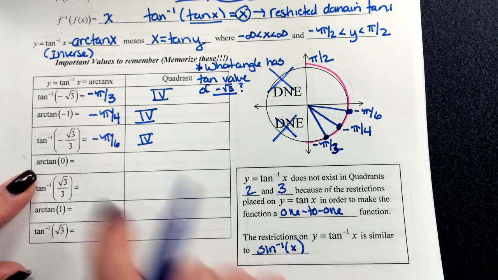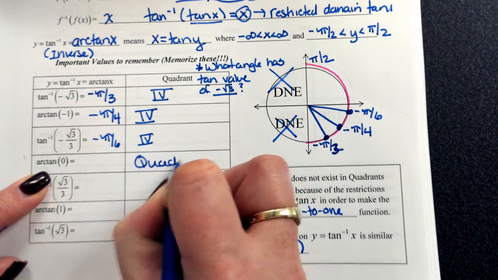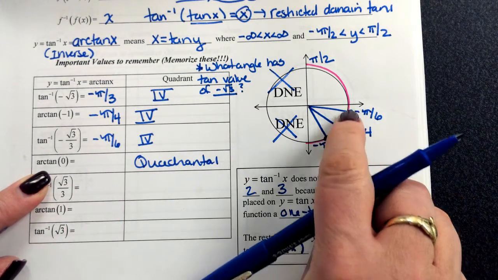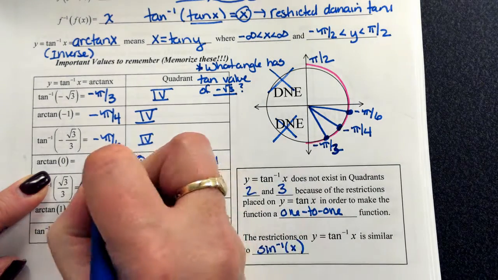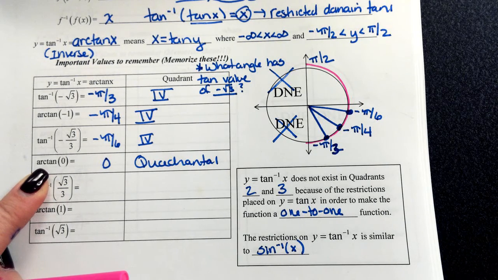Okay? Now let's move on to the inverse tangent of 0. Well, this is your quadrantal. Remember, that's hitting the x-axis, so we call that a quadrantal angle. So that's 0. Tangent is 0 at 0 degrees or 0 radians.